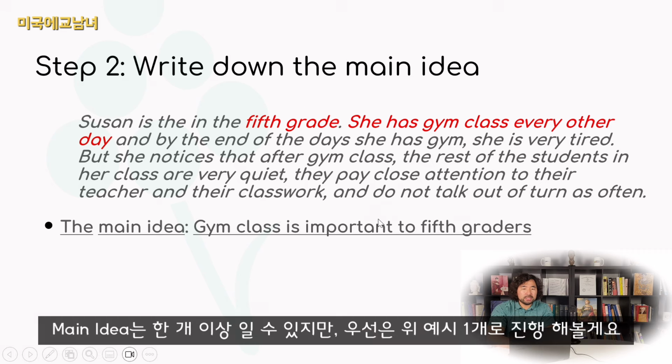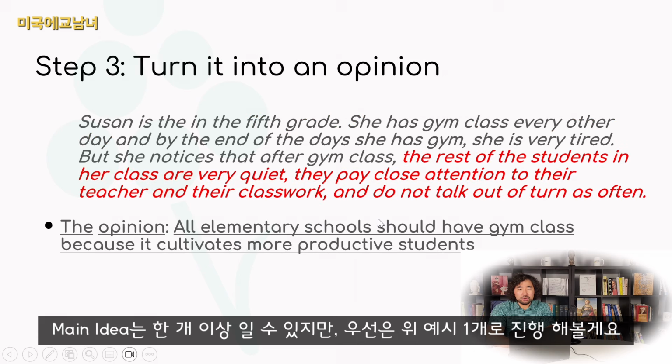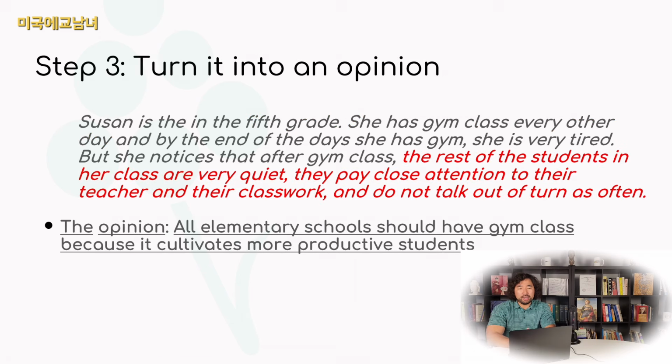Step 3, turning it into an opinion. The rest of the students in our class are very quiet. They pay close attention to their teacher and their classwork and do not talk out of turn as often. So the opinion we suggest is: all elementary schools should have a gym class because it cultivates more productive students. This is the opinion we suggest. Again, other opinions could be made, but this should be a very plausible one.